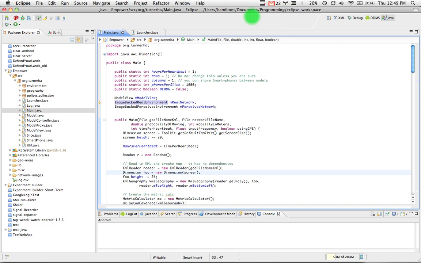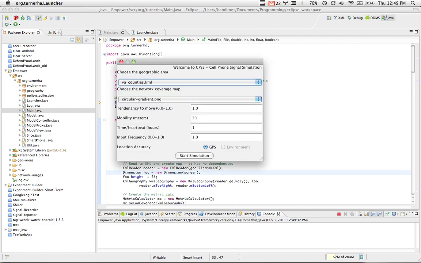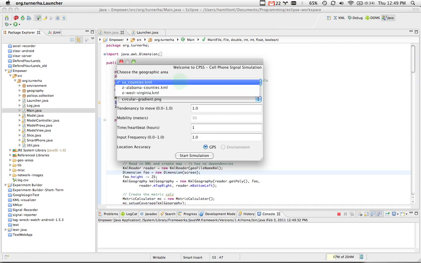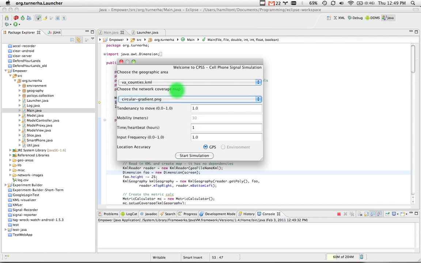All right, so I'm just going to show off the Empower simulation environment real fast. Essentially, Empower allows you to simulate smartphones traveling around an environment and putting in data readings. You can choose KML to represent the geographic environment you're interested in. In this particular example, I'm going to be attempting to measure the cell phone signal in various regions of the environment. I've got some basic network coverage graphs that are defined as images.